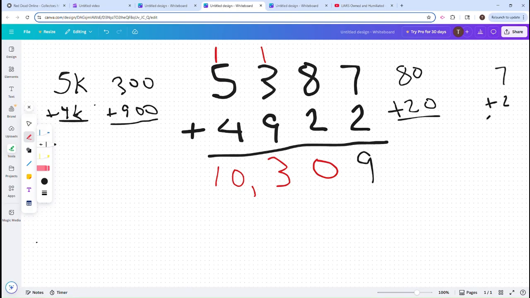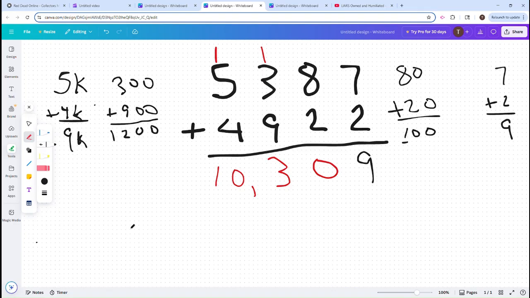Might be the easiest, but it's the one that doesn't have a number that isn't 0. So 7 plus 2, we've got that at 9. 80 plus 20, we've got at 100. And now you see why we have to carry. 300 plus 900 is 1,200. And you see again why we have to carry. And then 5,000 plus 4,000 is 9,000.